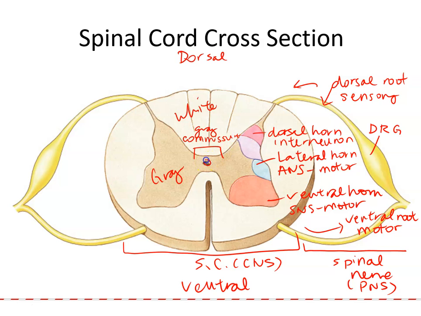And the hole in the middle there, that is the central canal through which cerebrospinal fluid will also circulate. Let's talk about the white matter. White matter is made of columns, gray matter is made of horns. If you think about houses may have a white column out front, that may be how you can remember this.